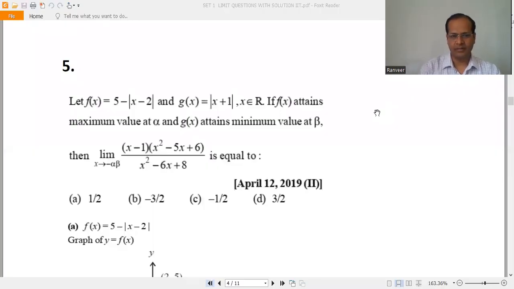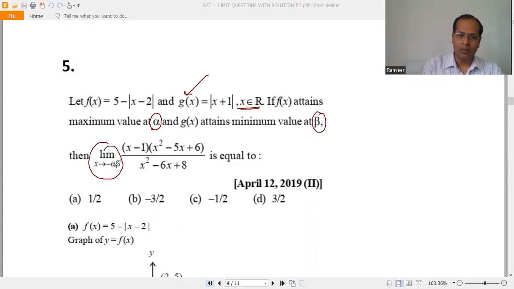Now question number 5. In question number 5, this is a very, very important question, because in this question, first of all, you need the basic concept of the graph of the modulus function. f(x) equal to 5 minus mod of x minus 2 and g(x) equal to mod of x plus 1, x belongs to R. f(x) attains maximum value at alpha, and g(x) attains minimum value at beta. Then we have to find the limit extending to minus alpha beta, and this is the algebraic form.